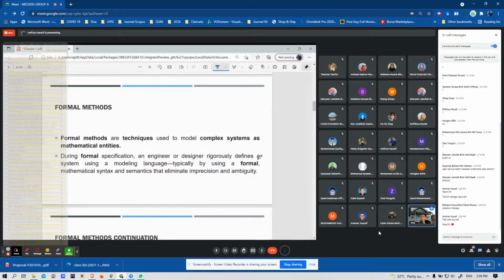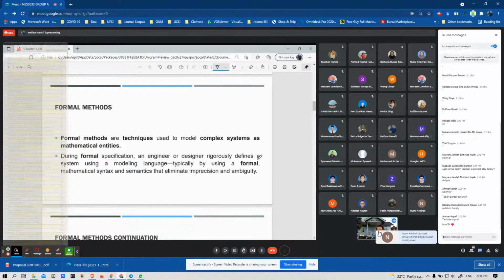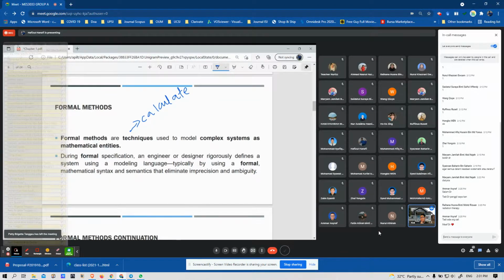Okay, this one I have explained. Formal method, the technique is how you want to calculate, basically calculate the risk, to model the complex systems as mathematical entities. During a formal specification, an engineer or designer rigorously defines a system using a modeling language, typically a formal mathematical syntax and semantics that eliminate imprecision and ambiguity. This is very, very important to have and to know.